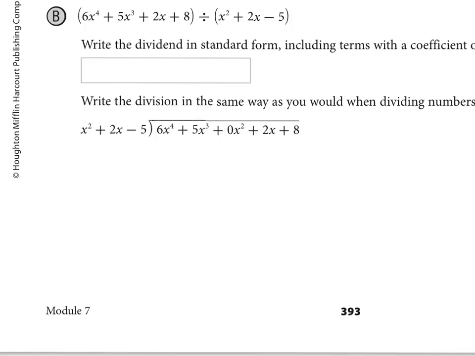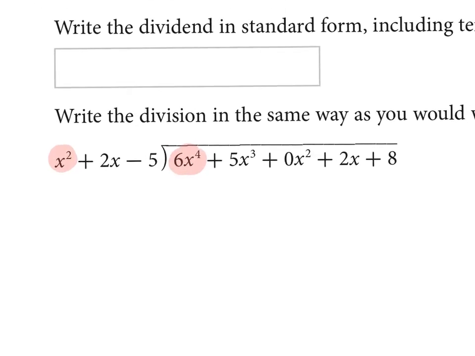So if we were to do this problem, walk me through what's the first thing I need to figure out. How many times x squared goes into 6x to the fourth? Or in other words, what is 6x to the fourth divided by x squared? Or you could even think about it, x squared times what is going to give you 6x to the fourth? They all kind of mean the same thing. So it's going to be 6x squared.